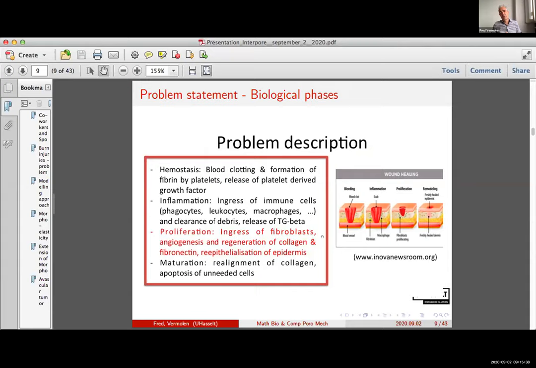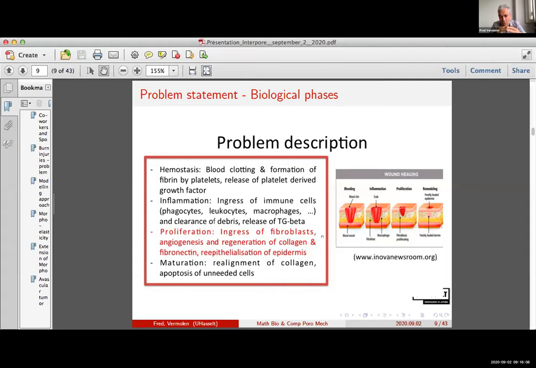Furthermore, if you look at how skin develops after a serious injury, first there is the hemostasis phase, in which there is blood clotting, if there is a cutaneous wound, of course. This does not hold for a burn injury in this case. There will be formation of fibrin by platelets and a release of a certain chemical, platelet-derived growth factor. This growth factor will trigger the inflammatory response. The inflammatory response is the response by the immune cells, by the immune system of the patients.